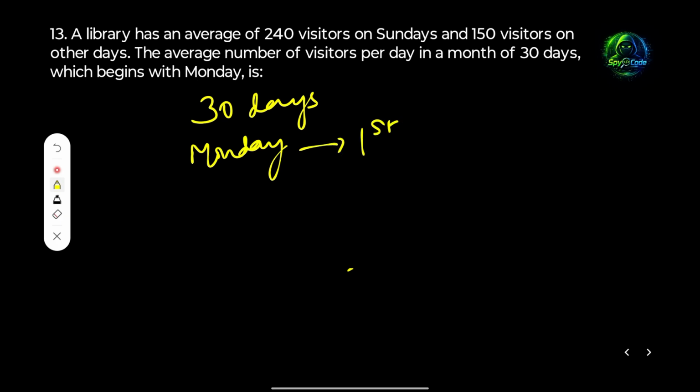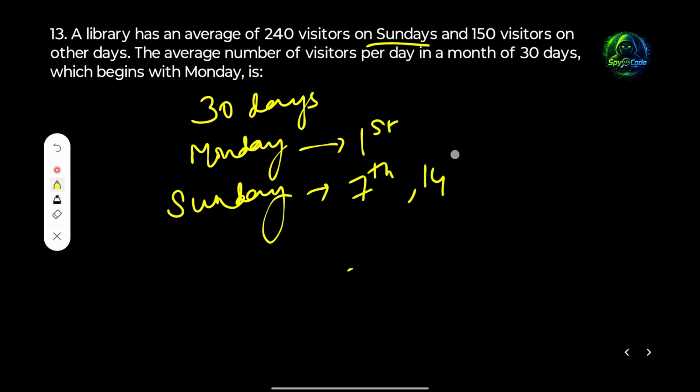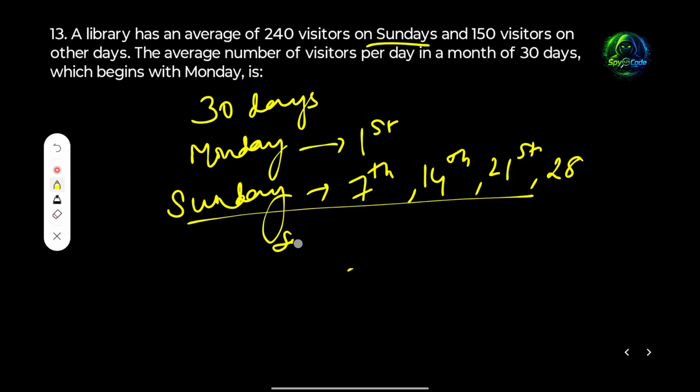So Monday is first. We need to find the Sundays here first. So how many Sundays? The first Sunday will be on the 7th, the second Sunday on the 14th, the third on the 21st, and the fourth on the 28th. So total 4 Sundays. Sundays count is 4.